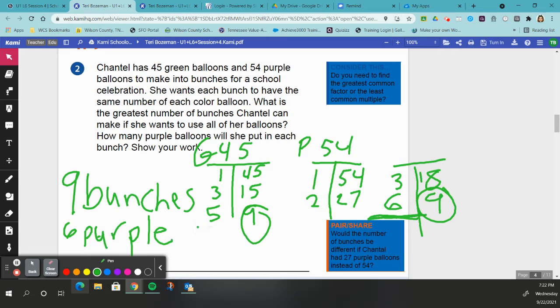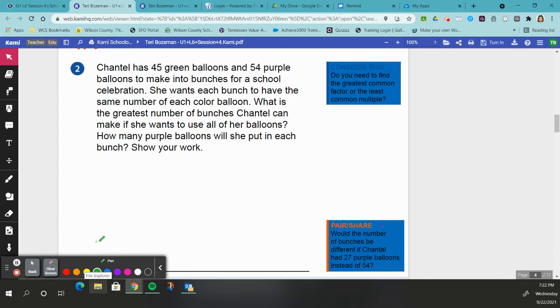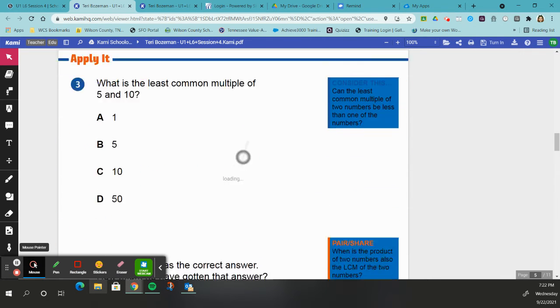And if it asks green, 9 times 5 is 45. So there would be 5 green balloons in each bunch. Let's move on to number 3.